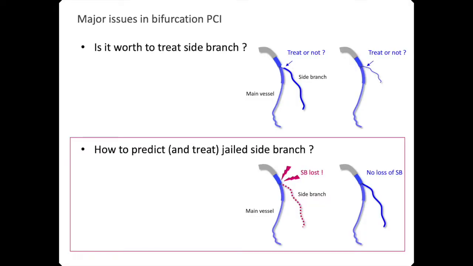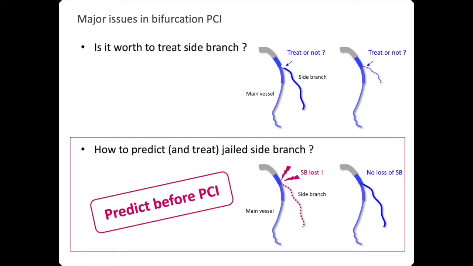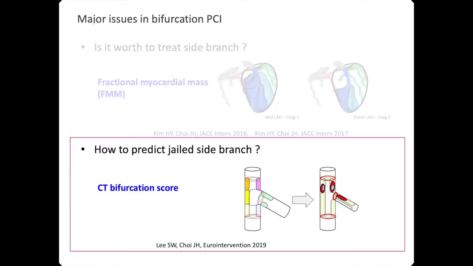There may be two major issues in bifurcation PCI. The first is, is it worth treating the side branch? The second topic is how to predict and treat jailed side branch before PCI, not during or after ballooning. In this first presentation, I'd like to introduce the CT bifurcation score, which was made to predict loss or jailing of side branch before PCI from coronary CT image.